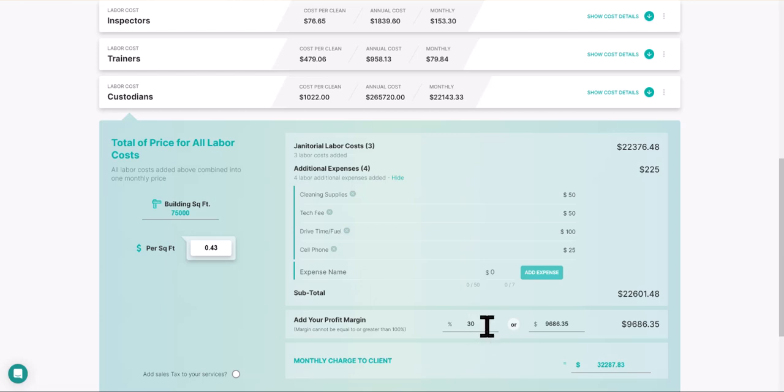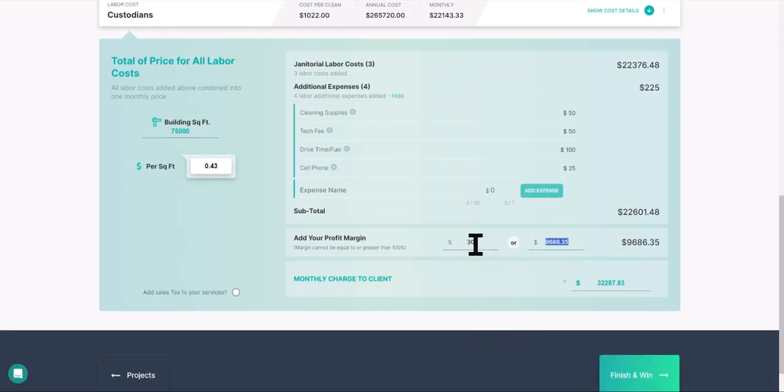Now, this is going to be your profit margin percentage-wise and your revenue, okay? So your profit margin in percent, I like to operate on a minimum of 30%. However, that's going to change the larger the building is.